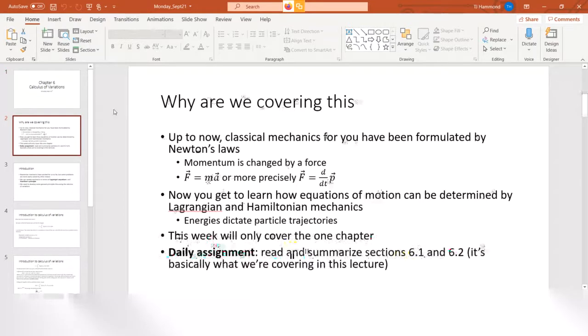So why are we covering Calculus of Variations? Up to now, classical mechanics has always been formulated by Newton's laws. This is what you're familiar with seeing and understanding: the dynamics and interaction of particles. You change momentum by applying some force. So by Newton 2, you have F equals ma, or more precisely, F is the rate of change of the momentum.